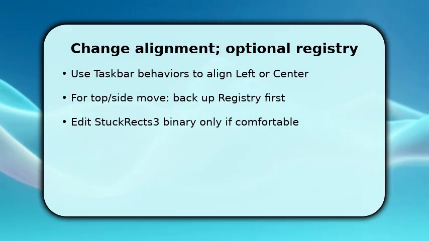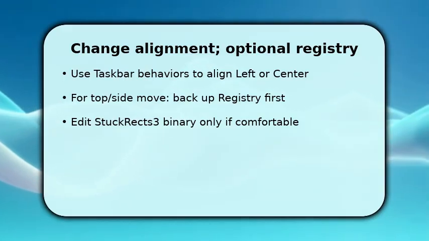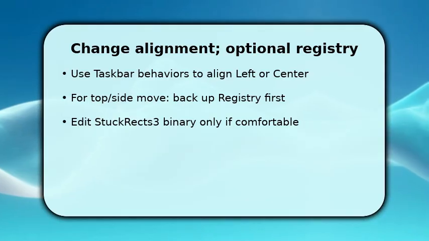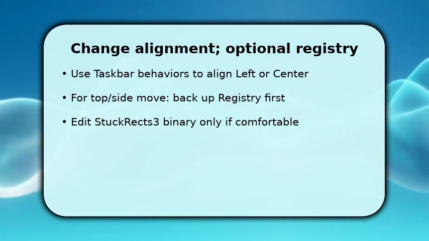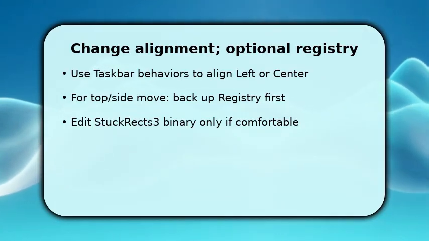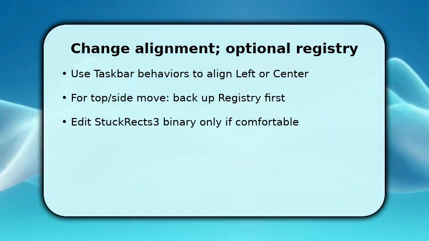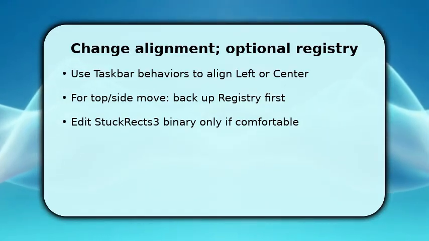Back up the registry and export HKEY_CURRENT_USER/Software/Microsoft/Windows/CurrentVersion/Explorer/StuckRects3. Then open regedit. Edit the StuckRects3 binary value carefully to change the taskbar edge byte and restart Explorer.